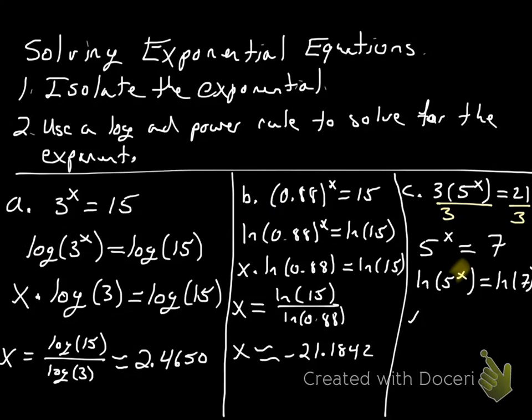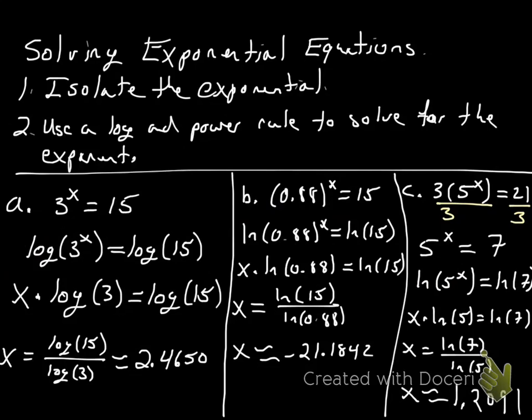And then we'll use the power rule to bring this x down. ln of 5 is just a number, so we can go ahead and divide by it. x is equal to ln of 7 over ln of 5. That's the exact answer. And the approximation, 1.2091.